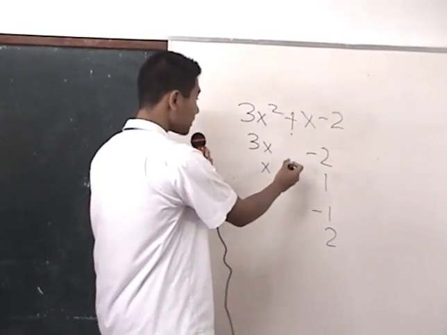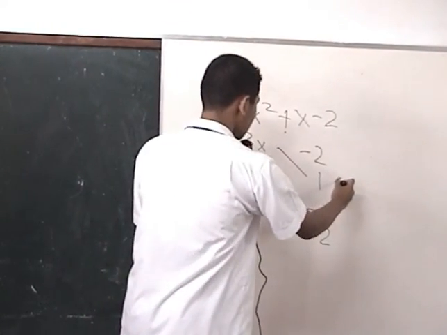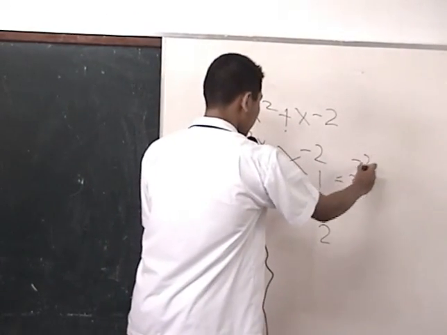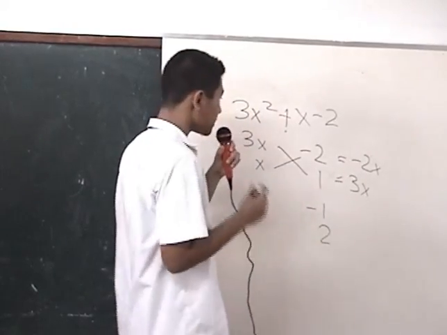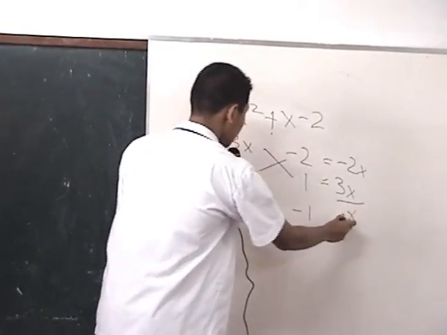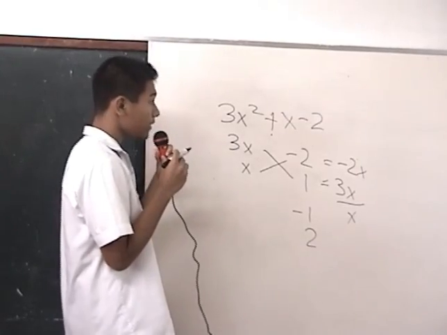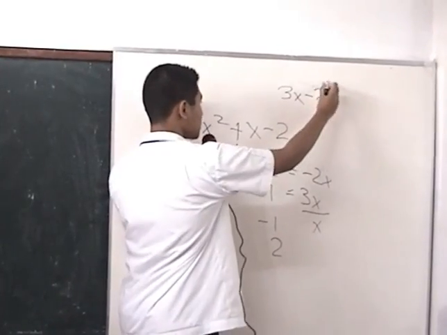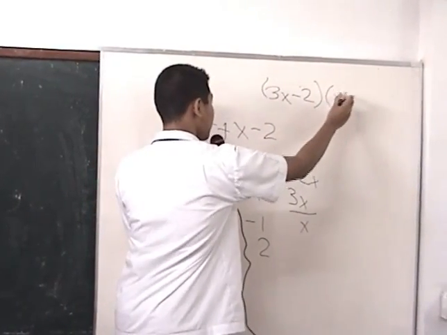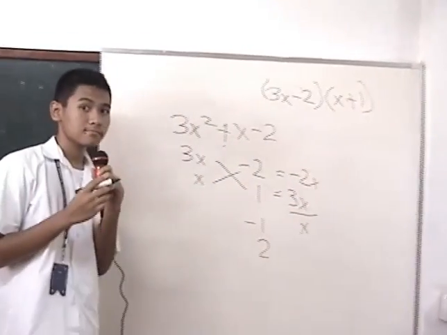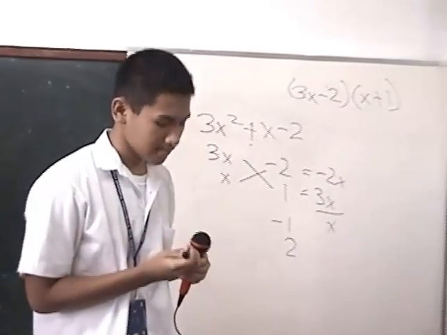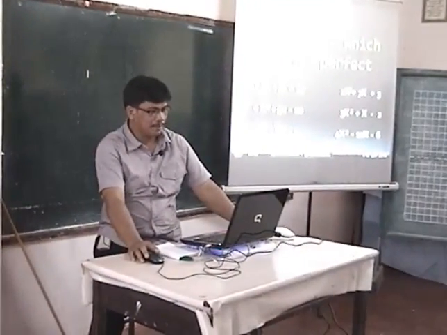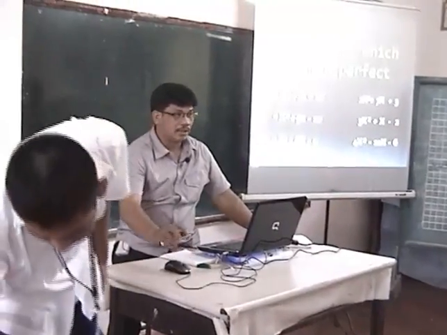Let's try this. 3x times 1 equals 3x, and x times negative 2 equals negative 2x. The sum of this is equal to x, which is also equal to the middle term. So the final answer will be 3x minus 2 times x plus 1. Okay, thank you, Mr. Sebastian. Your answer is exactly correct.